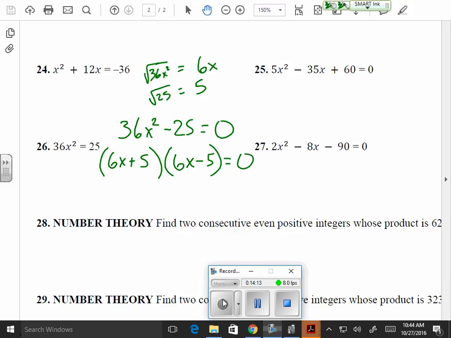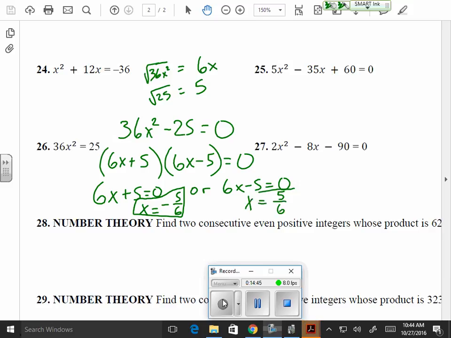Still equal to 0. Which means if I have two things multiplied together to give me 0, one of them has to be 0. Either 6x plus 5 is 0, or 6x minus 5 equals 0. So on this first equation, I subtract 5 and divide by 6, x will be negative 5 over 6. On this equation, I'm going to add 5 and divide by 6, so x will be a positive 5 over 6. So those will be my two solutions.